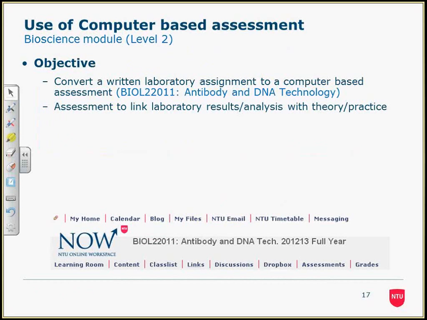So the challenge that I was given, or the objective I was given, was to convert this laboratory assignment into some form of computer-based assessment. And I'd love to lay claim to the actual practical itself, because it's a lovely practical, really gets the students to understand how to use a tool, but then they use that tool to answer a biological question. And so really what we need to do is capture that understanding for the students.